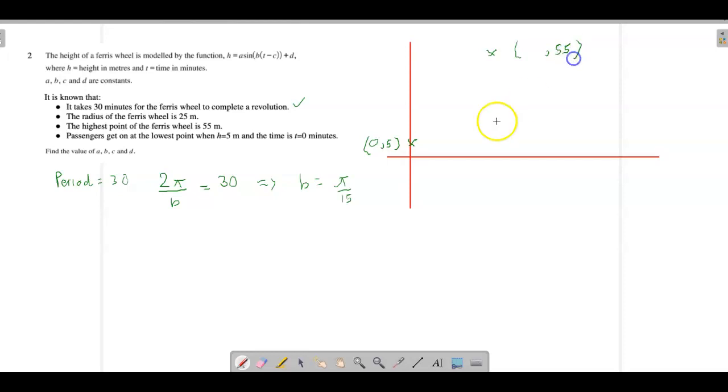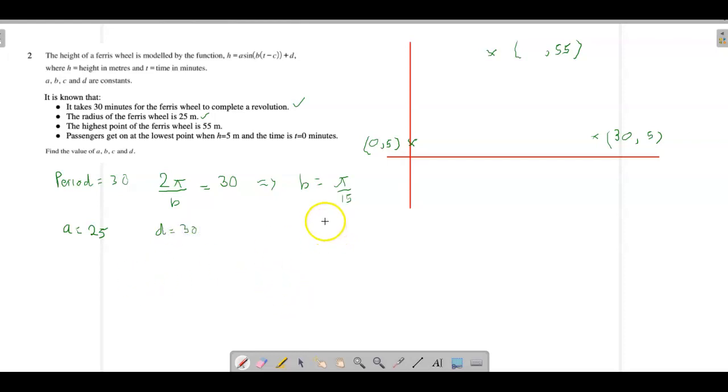I'm just going to complete something because I know one complete turn comes down to here, and one complete turn is going to be 30 minutes and it should be back at the bottom of its cycle at 5. So I could start to fill this in as my one complete turn. Now, because I go from 55 to 5, that means that I've got 50, and that means that my amplitude or my A value is half of 50, which is 25. And look at that, that's also the radius of the Ferris wheel. I can also get my D because that's the principal axis. Halfway between 5 and 55, my principal axis will be 30, or y equals 30.